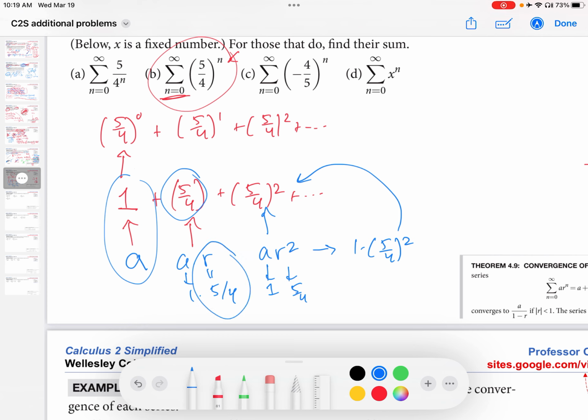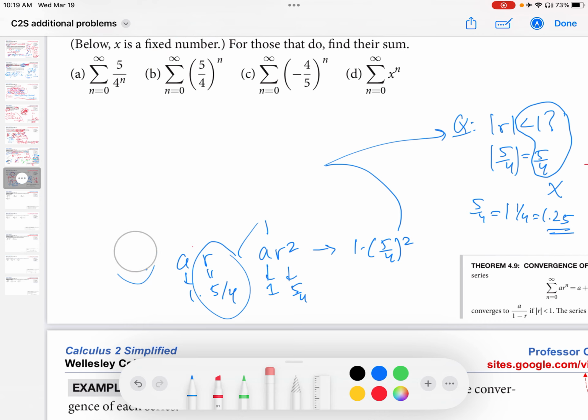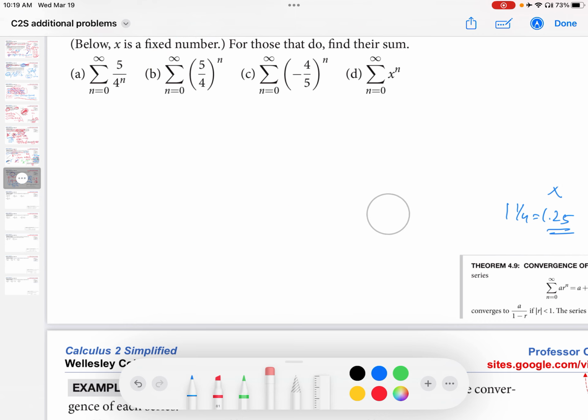Does it converge? Well, same question from before. Is absolute value of R less than 1? In this case, R is 5/4. The absolute value is 5/4. That is not less than 1. No. Right? 5/4 is 1 1/4, 1.25. So actually, it's bigger than 1. So this series over here does not converge. It diverges. And so we're not going to find its sum. If a series diverges, right, it doesn't have a sum.